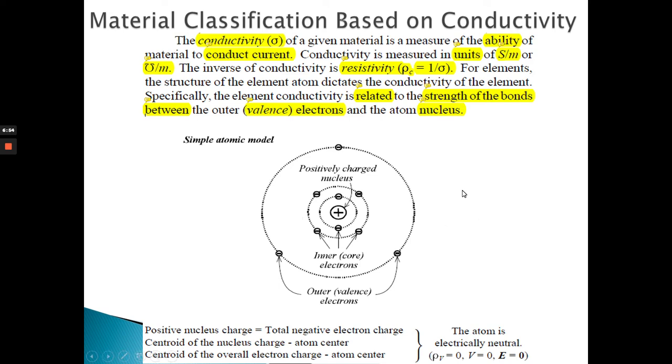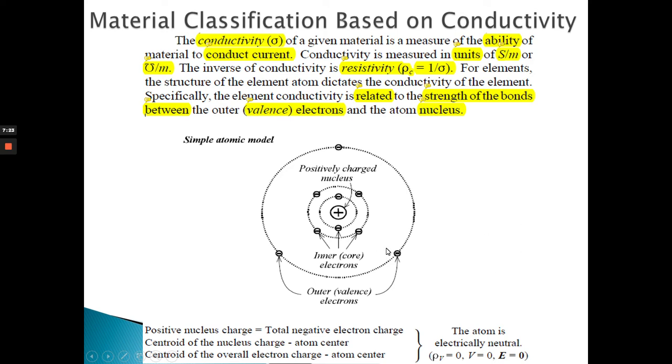So by that definition, the electrons which have a stronger bond with the nucleus will have less conductivity. However, the electrons which are less strongly bonded with the nucleus will have higher conductivity.